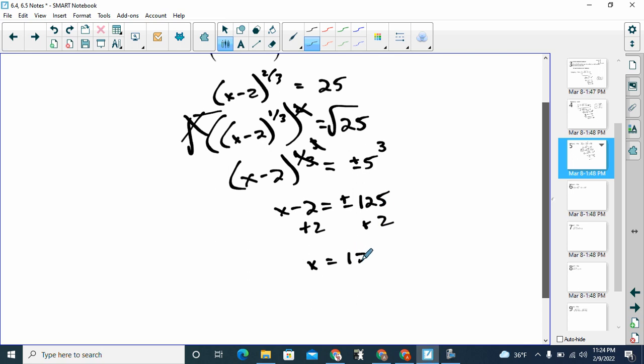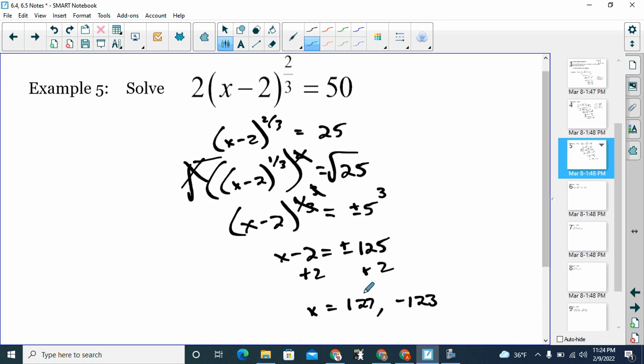125 plus 2 is 127. Negative 125 plus 2 is negative 123. Again, you do want to check your solutions. Subtracting 2 gives me 125.